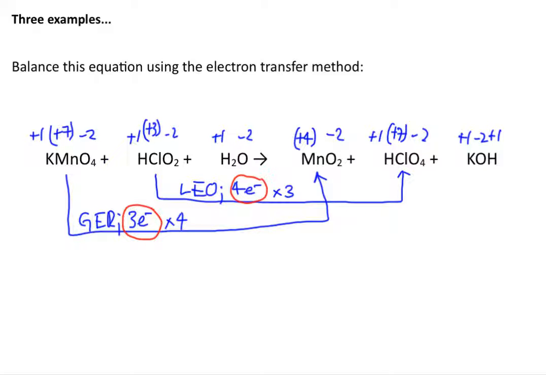So what I now do with these coefficients is, when I do that multiplication, I bring it up here. So 3, 3, 3, 3. There we go. I've multiplied those two terms by 3. So basically what I'm saying now is 3 chlorines lose 3 electrons each. Sorry, lose 4 electrons each, providing 12.